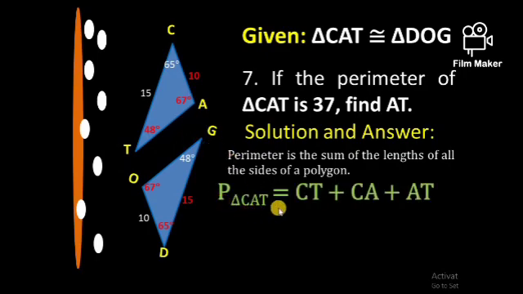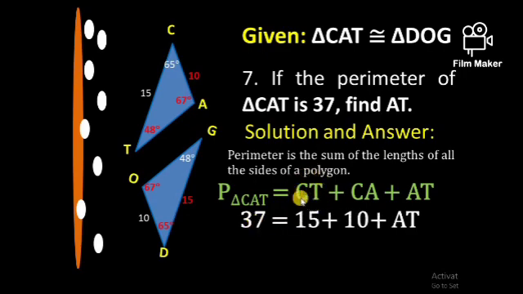Perimeter of triangle CAT is equal to segment CT plus the measure of segment CA plus the measure of segment AT. Meron na tayong given na perimeter which is 37. Substitute na lang natin. Meron na rin tayong measure ni segment CT which is 15. May measure na rin tayo ni segment CA which is 10. Ang wala na lang tayong measure ay si segment AT since yun ang hinahanap.